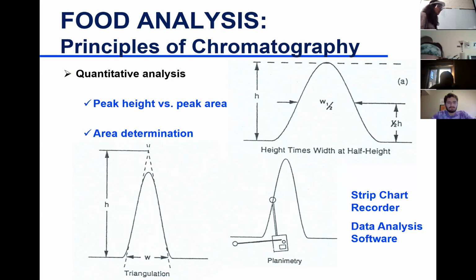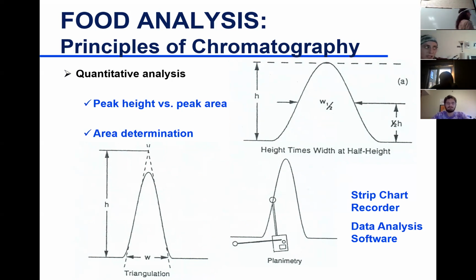Okay, so now we get the area under the curve, and in order for us to convert it to a quantity, we really need to have our standards. We need to prepare them at different concentrations. We need to run them and get the response at each concentration for that particular standard, and then we plot it, and then we get a standard curve. But before I go into that, what do I plot? Do I plot the area under the curve, or do I plot the height of the peak?